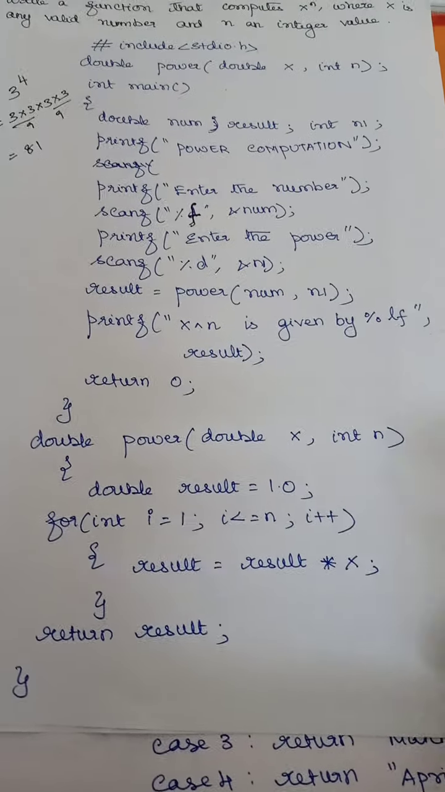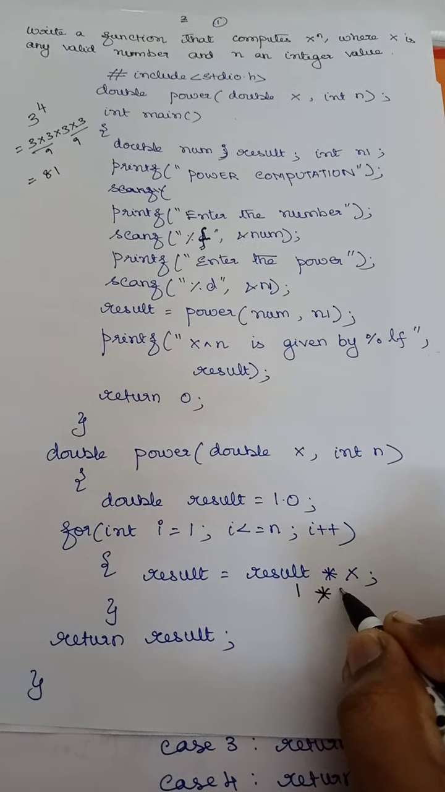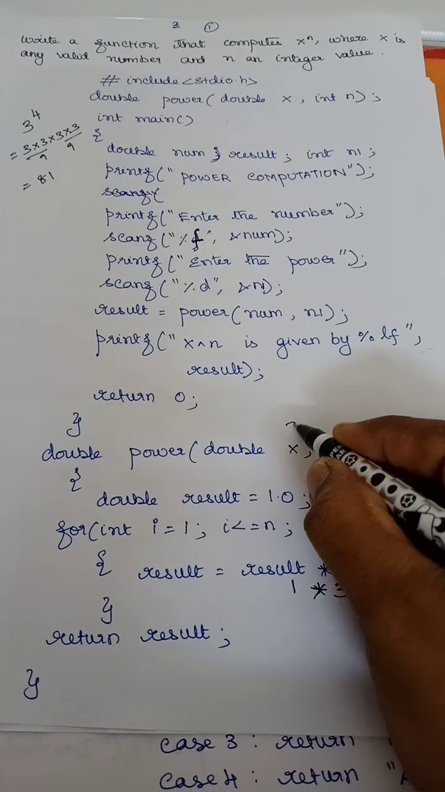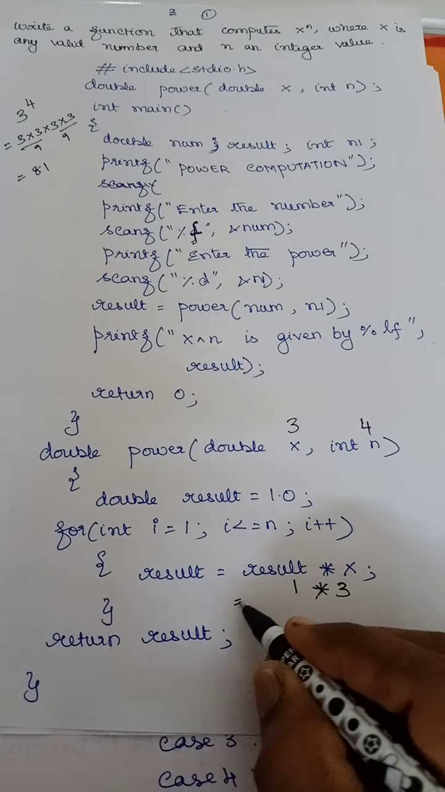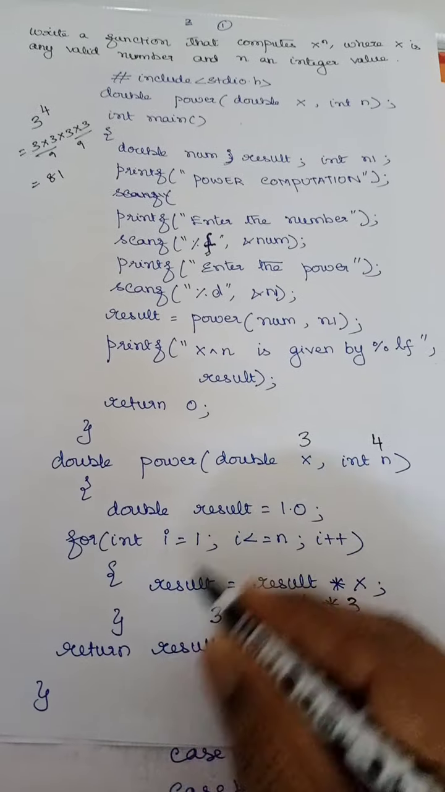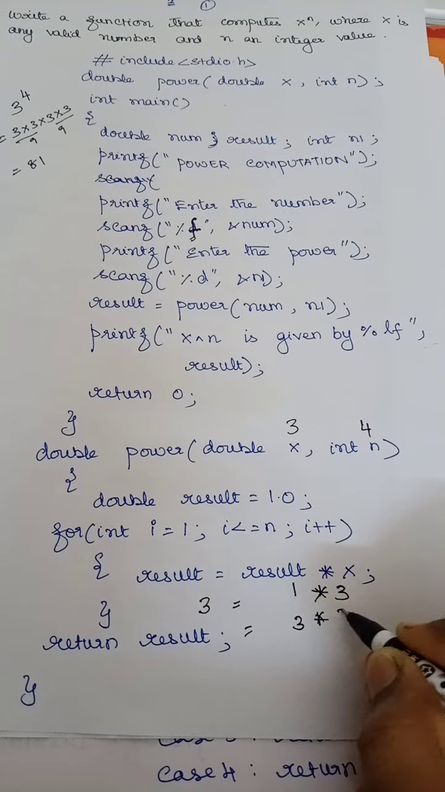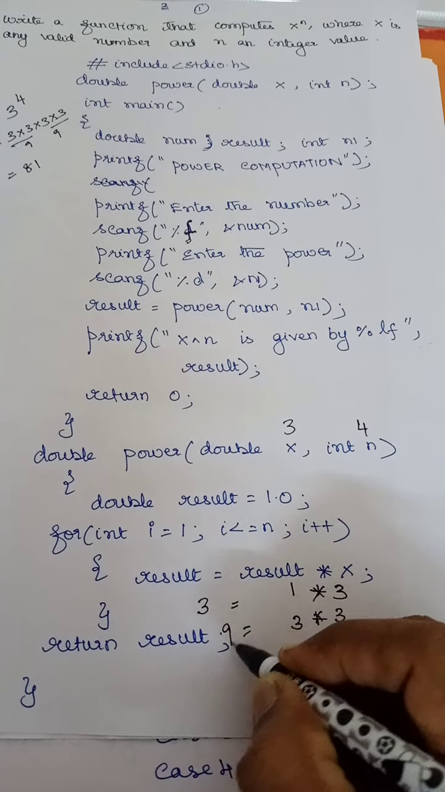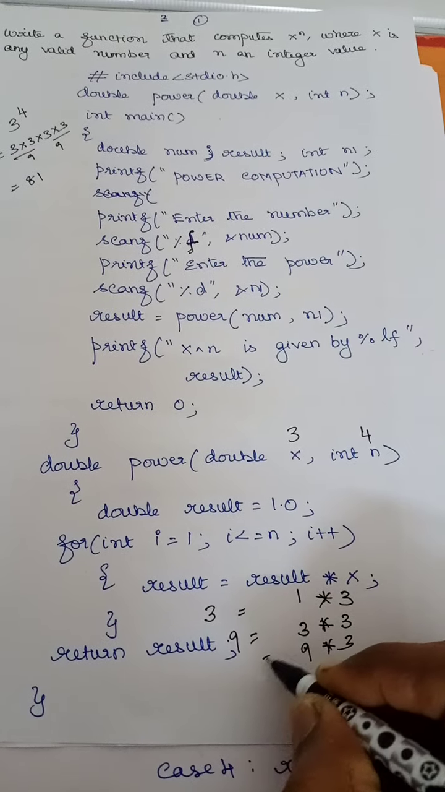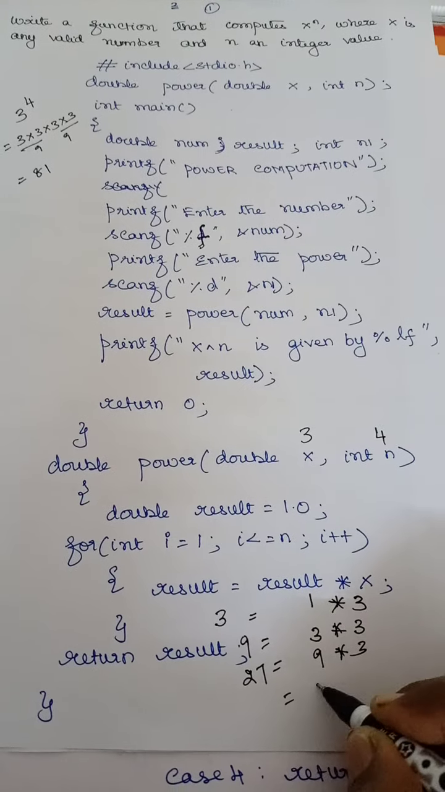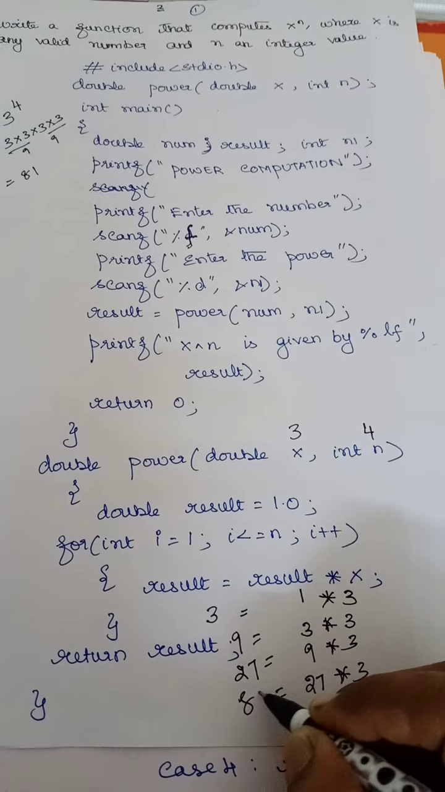So first time it is going to be what? 1 into, for example, if my x is 3 and my n is 4. So first time in my result I am going to have 3, right? Next time in my result I am going to have what? 3 star 3, right? So in result I am going to have 9. Next time 9 into 3, I am going to have 27. Next time result I have 27 into 3. So it is going to be 81.